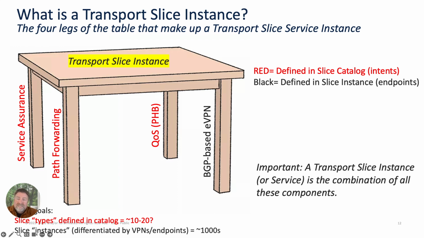catalog. So there is a catalog that the user or the slice administrator will build, which defines these parameters. And it's only done once, and then it's built into the catalog. Think of it as a set of blueprints. And then when the actual slice instance is requested, the user selects from the catalog, and then selects his endpoints. And those endpoints ultimately form the overlay VPN that makes up the connectivity for that user slice. So these are the four pieces of the puzzle that make up a transport slice.